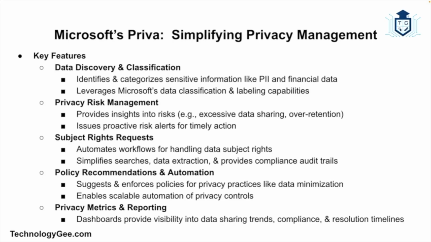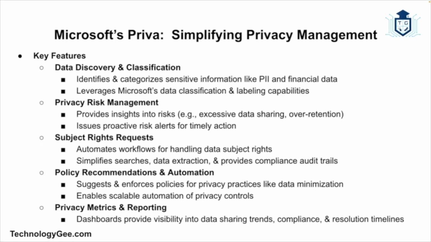Then we have privacy risk management. Priva provides actionable insights into potential privacy risks, such as excessive data sharing or over-retention of sensitive information. And it also has risk alerts that enable organizations to address issues proactively. Then there are subject rights requests. Managing data subject rights is a critical aspect of privacy compliance.